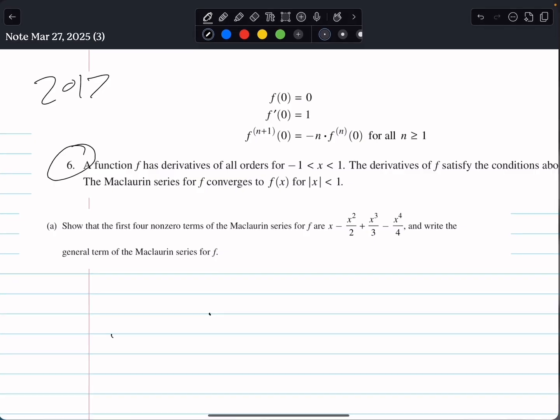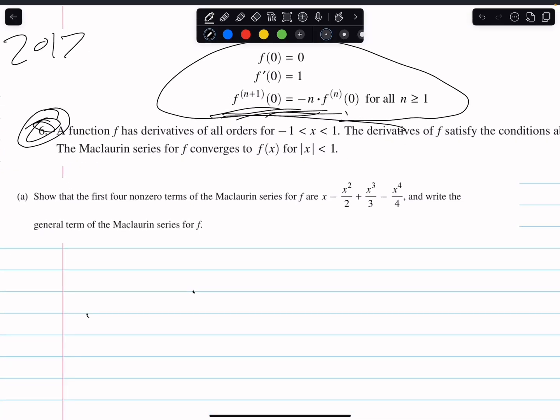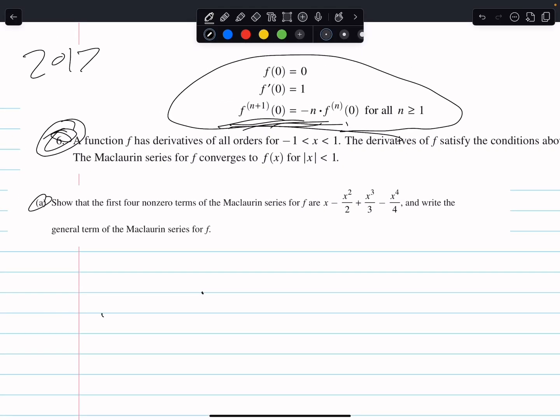So first off, number 6 will always be a series question on the AP test. It has been and will always be, probably. So you can definitely expect to have series on your AP test, and you can definitely expect number 6 to be a series question.